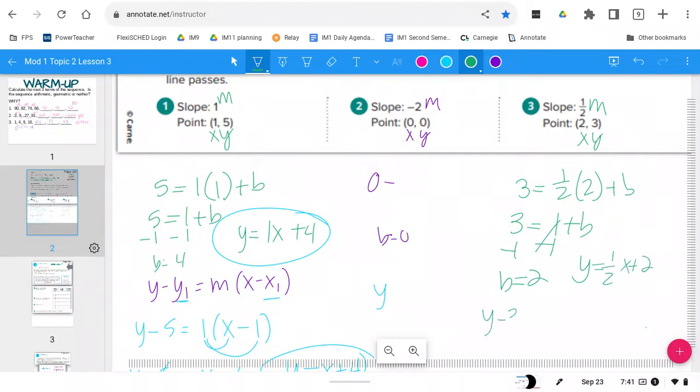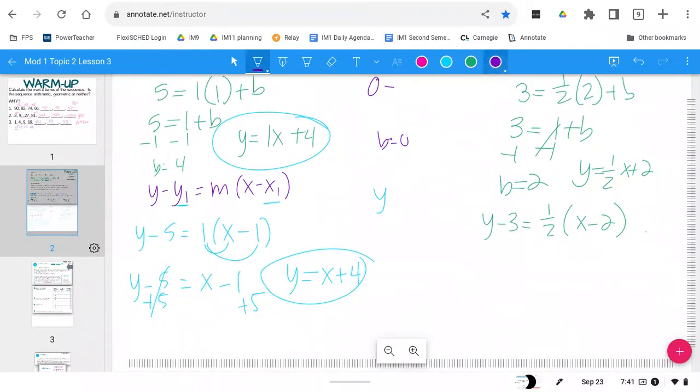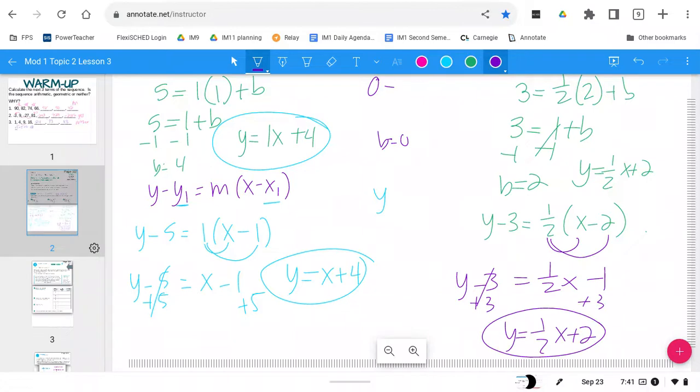Point slope form, y minus the y value, the slope, x minus the x value. This gets me 1/2 x minus 1. And then I just add my 3 over to get that positive 2. Same answer.